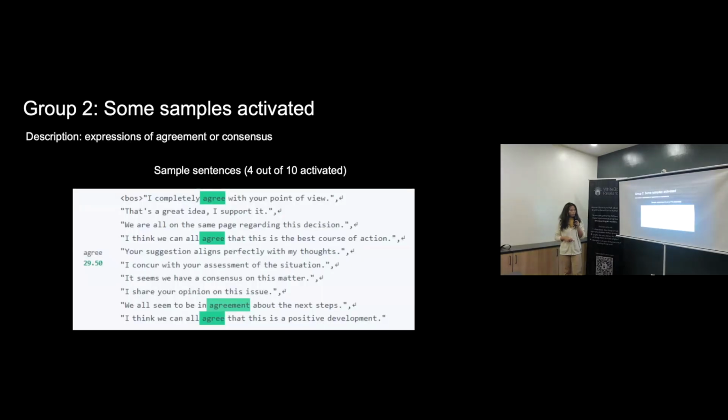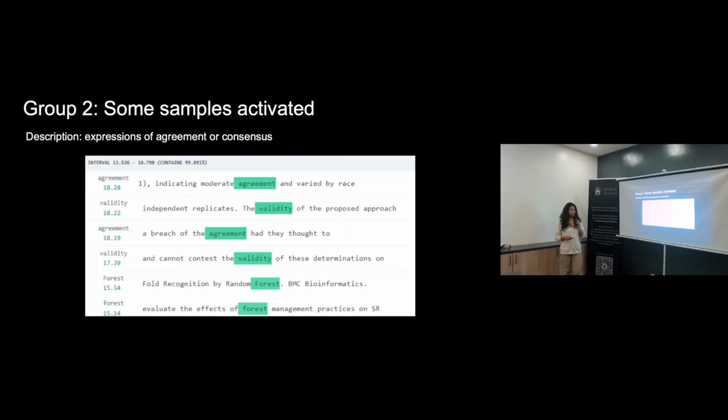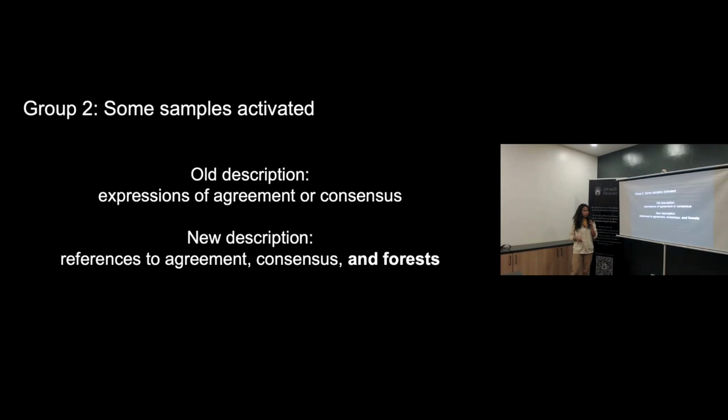So for group two, only some of the samples activated. The example for this is expressions of agreement or consensus. And here's the example we saw earlier. Here are the top activations, but we can also see that it activates for some reason for forest. Based on that, I think a better and newer description would be: it's a reference to agreement, consensus, and forests for some reason.